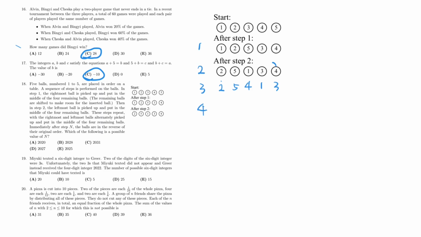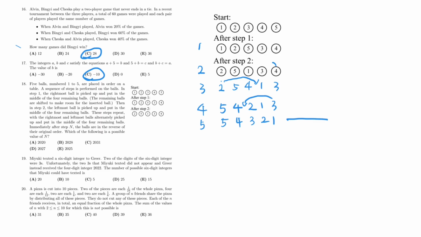Now step 4, we move the 4 to the middle. So that will be 4, 5, 2, 1, 3. Now we move the 3 to the middle. That will be 5, 4, 3, 2, 1. Now look at step 5. That's the reverse of the original order. So we can conclude at 5 steps, they are reversed.